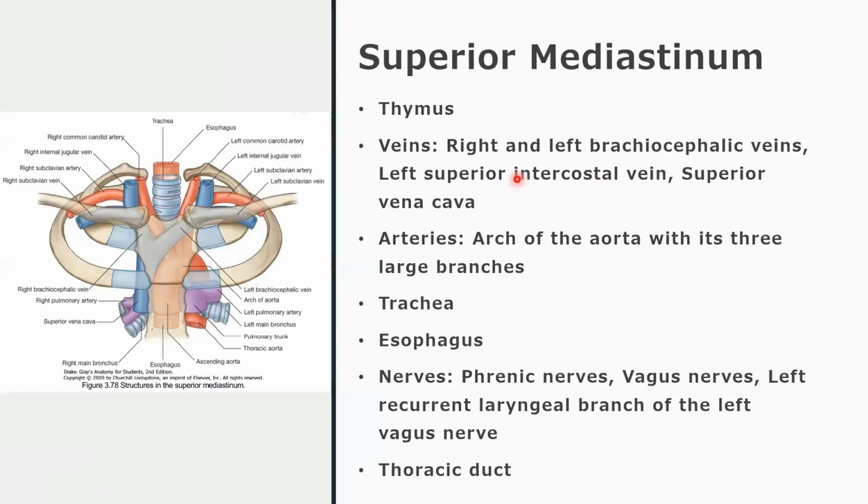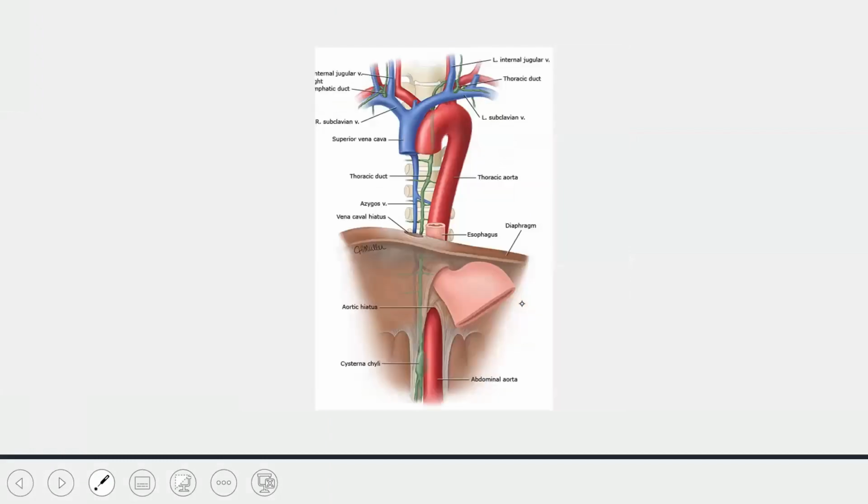And yes, the left superior intercostal vein is a smaller vein which drains into the superior vena cava around this region. And the arteries, you have the ascending... Okay, here you can see the aorta. Actually, from this superior mediastinum, it becomes the arch of aorta.